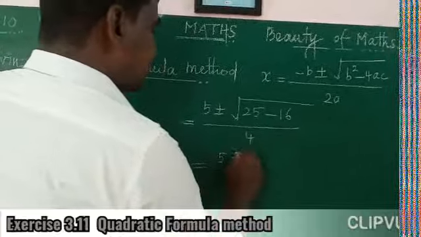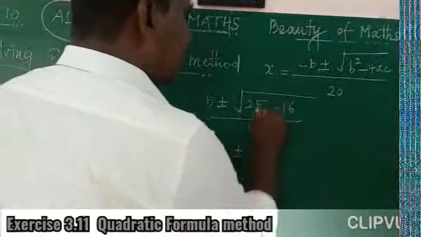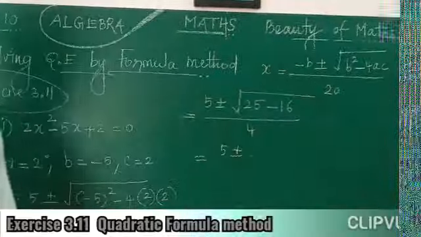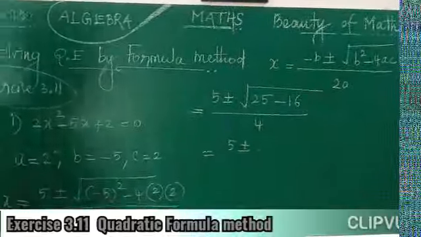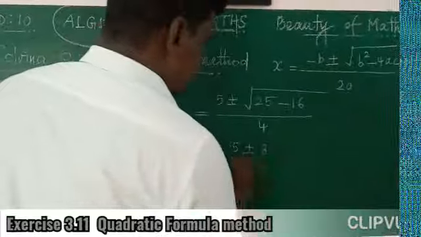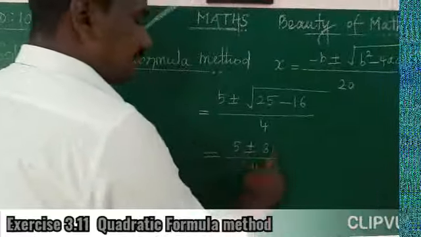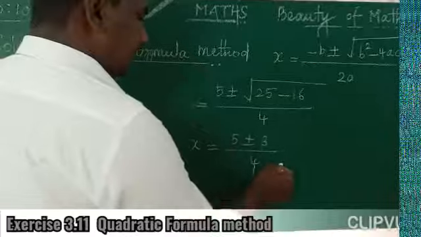So 5 plus or minus root of 25 minus 16. 25 minus 16 equal to 9. Square root of 9 is equal to 3. So 5 plus or minus 3 divided by 4. This is the value of x.